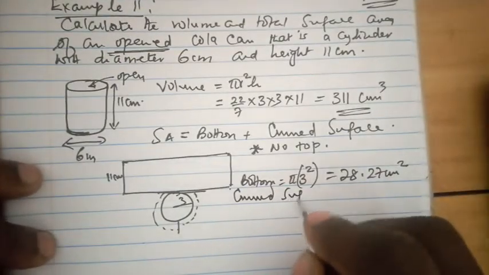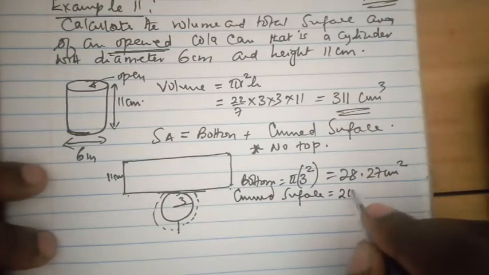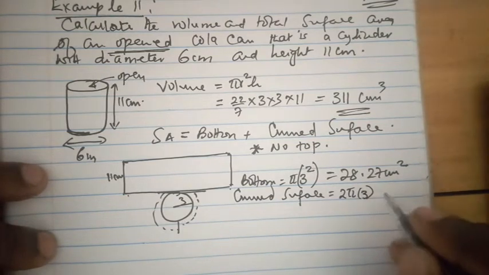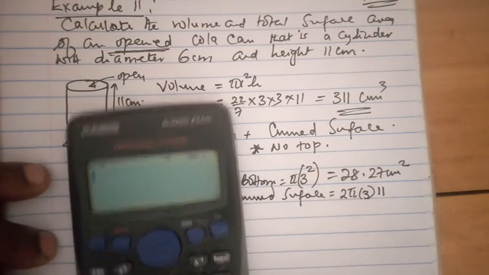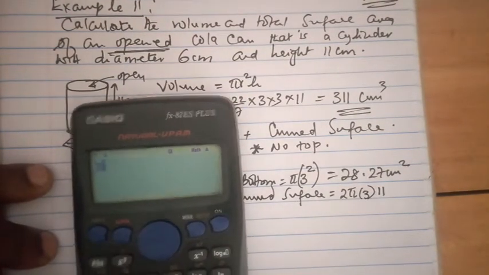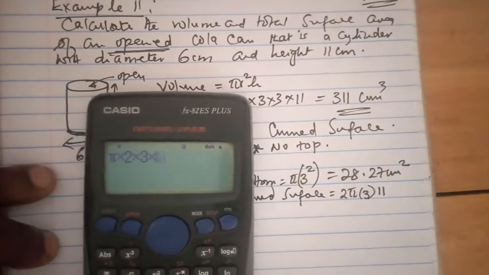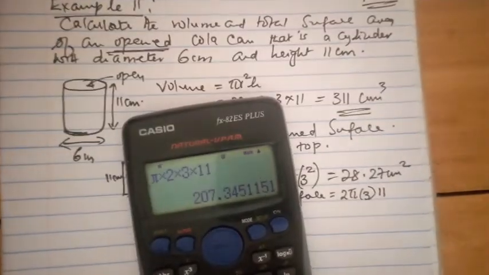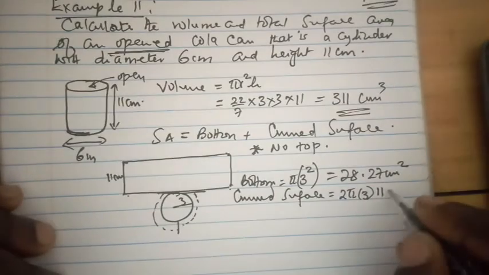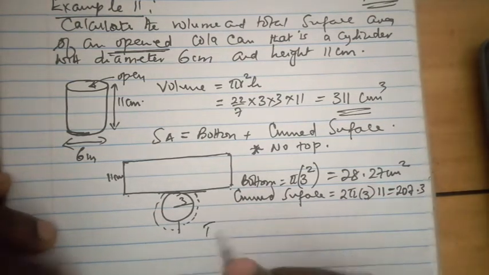What about now the curved surface? The curved surface, which is the perimeter, 2 pi r times height, which is 11. Now we need to get pi times 2 times 3 times 11. You get 66 pi, which is 207.3.